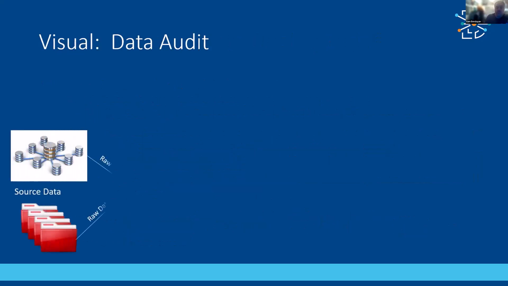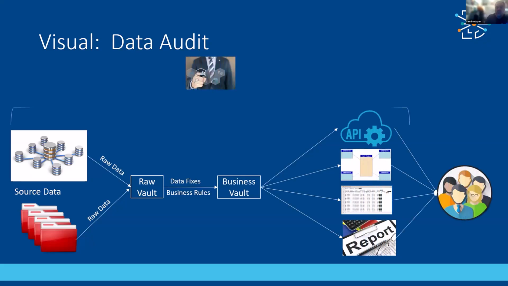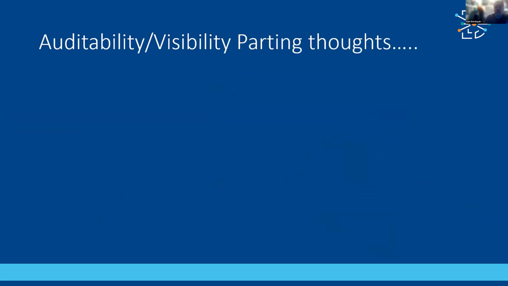Okay, so just another real quick visual in the same kind of environment we showed before. What's the auditor concerned with? He's concerned with the whole thing, from the source all the way to the user numbers. So this is why it's important to have all these layers in the solution, so that you can look at the data from stem to stern.